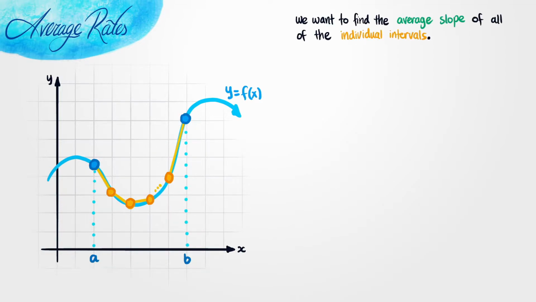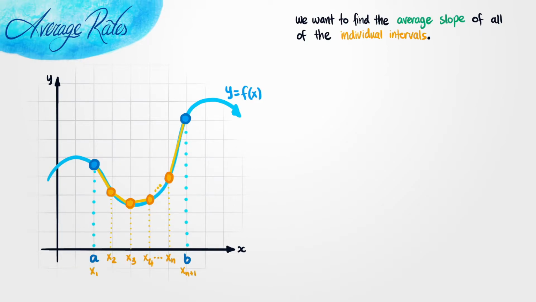To actually begin doing this, we have to label the x values. So let's label this first x value A as x1, and then the second one can be x2, then x3, then x4. The ellipses over here indicate that we can have as many intervals as we like, and then this final interval over here can be called xn, and then this one would be xn minus 1.